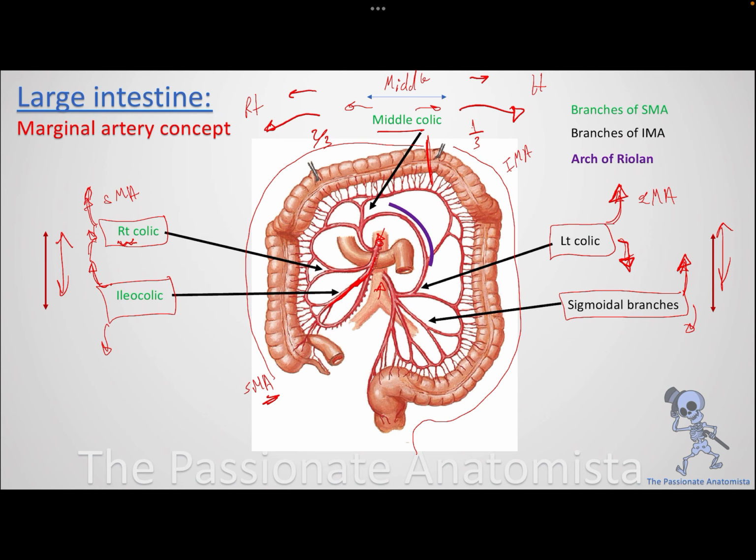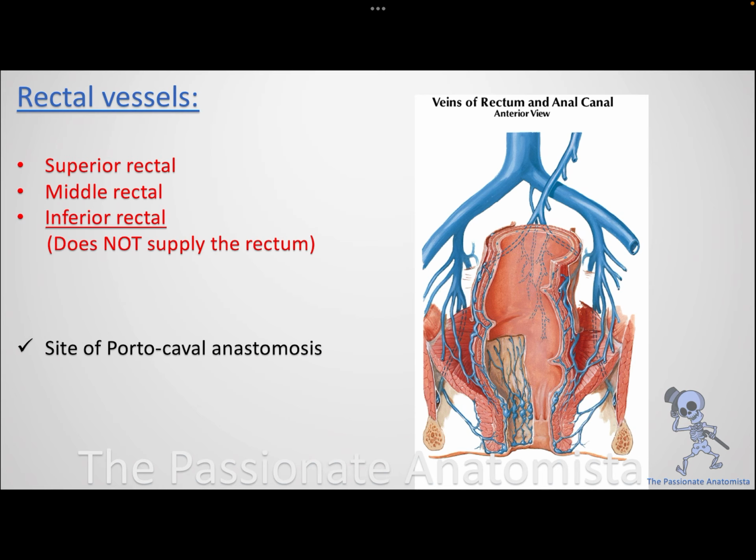It's basically a communication between the ascending branch of the left colic and the left branch of the middle colic. So this is basically an arc that causes connection between the inferior mesenteric and superior mesenteric. They are all important as collaterals because they take over any blockage in the arterial supply of the large intestine. All right. So moving on, talking about the anal canal again.